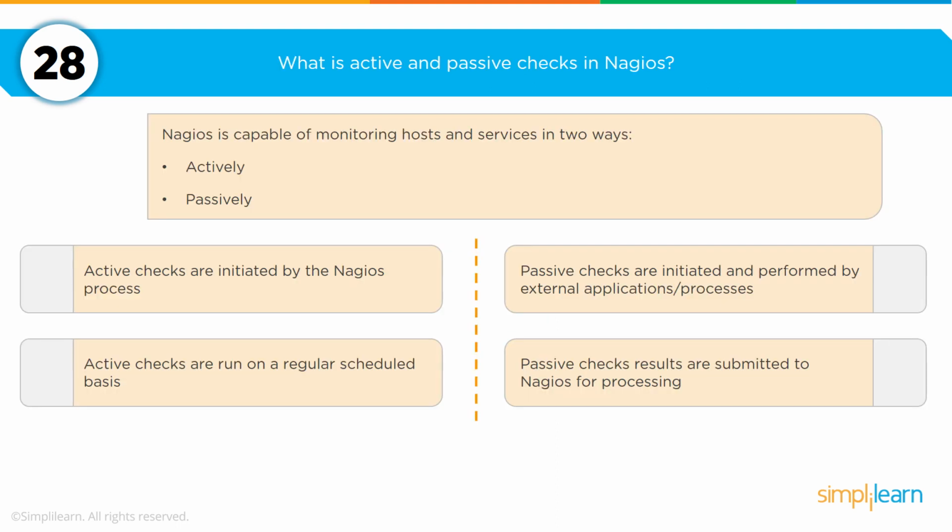So there are two types of checks within Nagios. You will be asked, what is an active and passive check in Nagios? An active check is initiated by the Nagios process and is run on a regular schedule. A passive check is initiated and performed by an external application or process. This may be where a system is failing, and results are submitted to Nagios for processing.